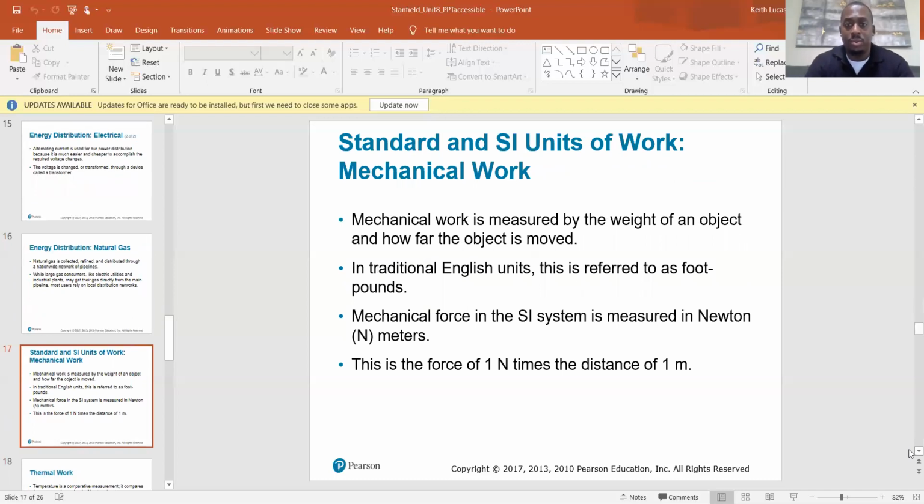Standard and SI units of work. Mechanical work. Mechanical work is measured by the weight of an object and how far the object is moved. In traditional English units, this is referred to as foot-pounds. Mechanical work in the SI system is measured in Newton meters. This is the force of 1 N times the distance of 1 m, or 1 Newton times the distance of 1 meter.